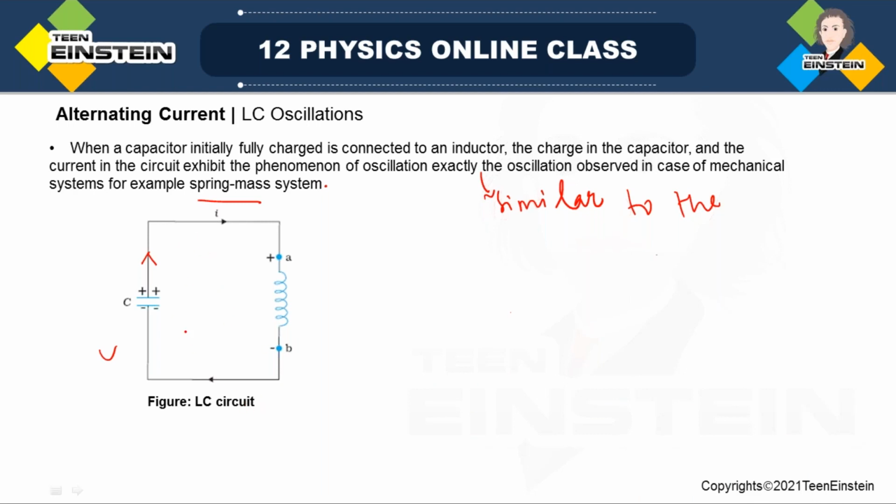Like this, what you see over here. Since there are only two electrical components, one is C, another one is L, that's why this circuit is called an LC circuit. This is C, the capacitor, and this is L, for inductor or self inductance. But there is no battery, right? There is no external source over here.